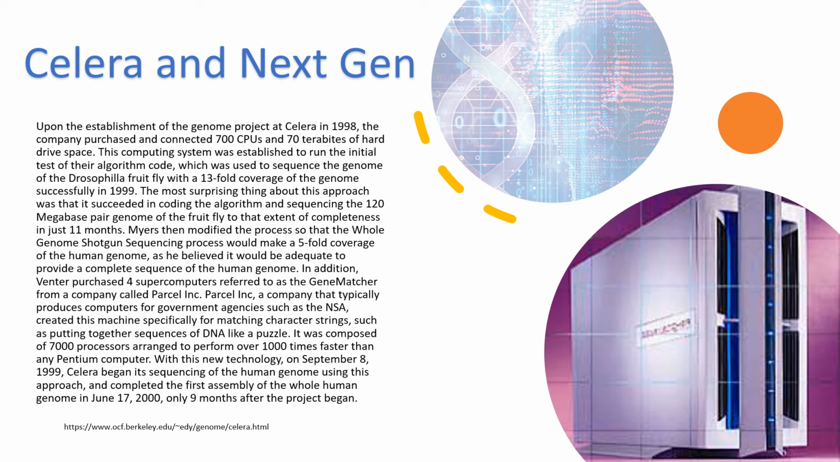Myers then modified the process so that the whole genome shotgun sequencing process would make a 5-fold coverage of the human genome, as he believed it would be adequate to provide a complete sequence of the human genome.